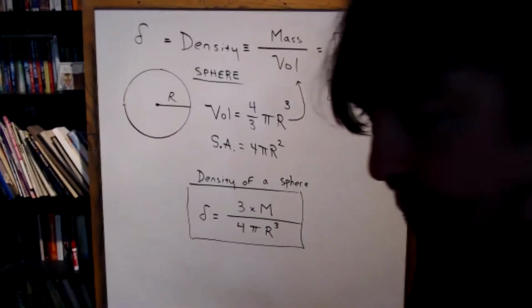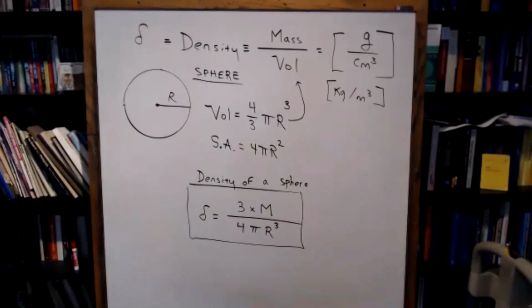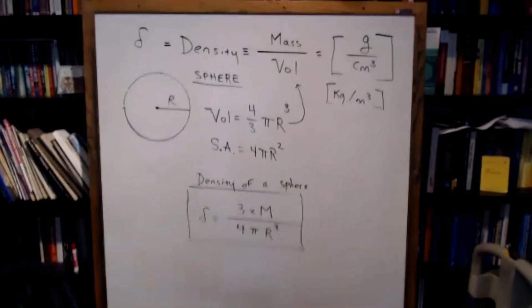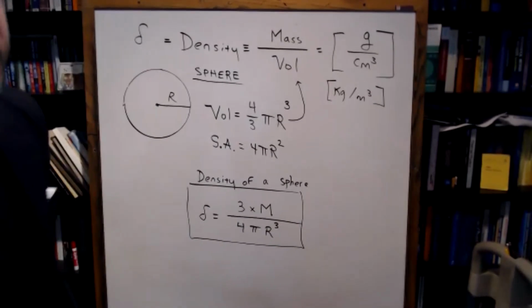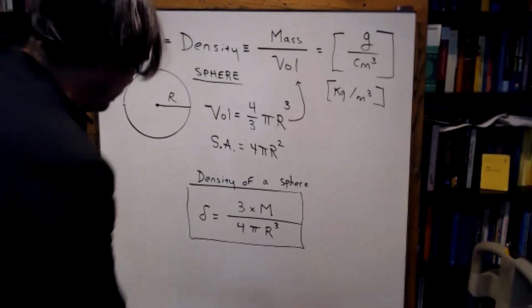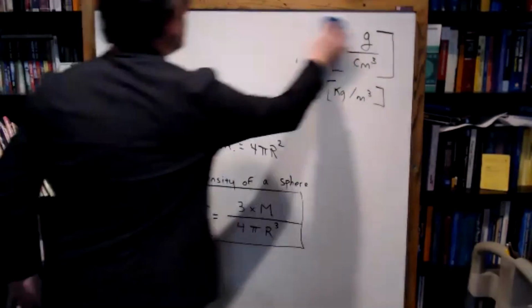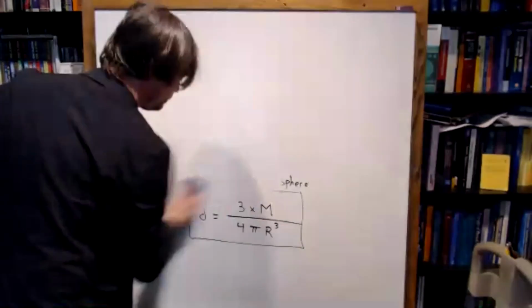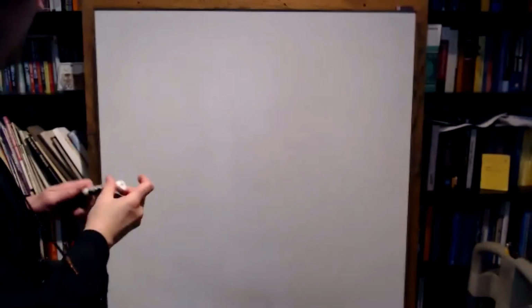I think we should try a sample calculation together. Let's calculate the density of Earth as a starting point. Actually, wait. Let's make a table first of some common densities. So first thing I'm going to do with you guys, I'm going to erase these notes now. And we're going to have a table of common densities.